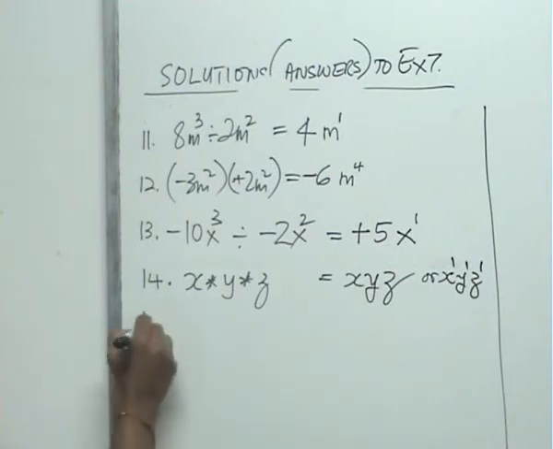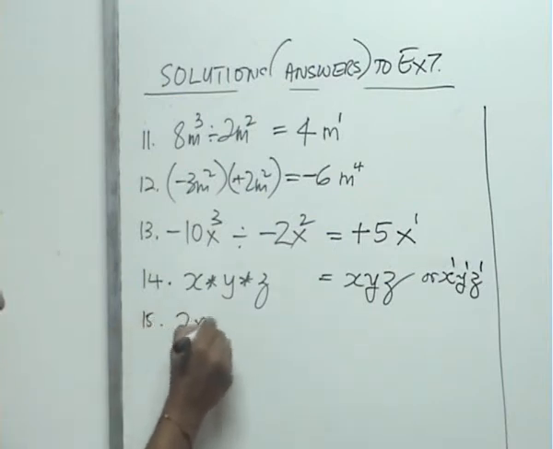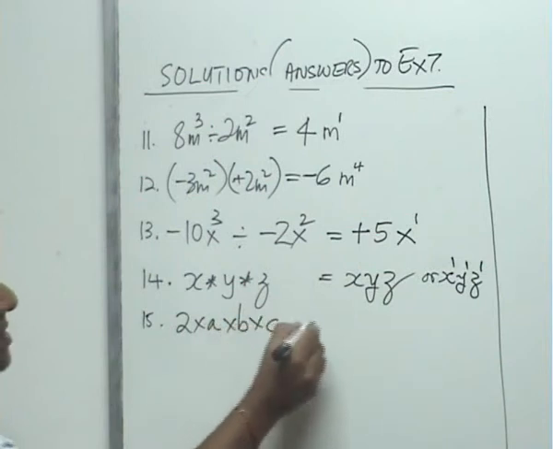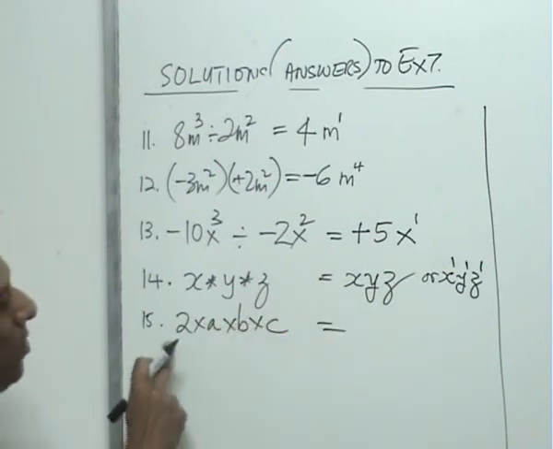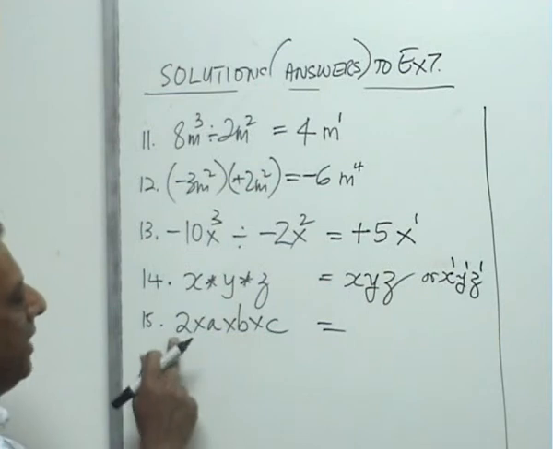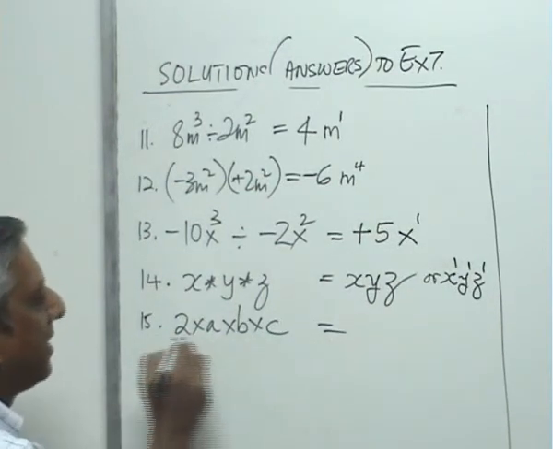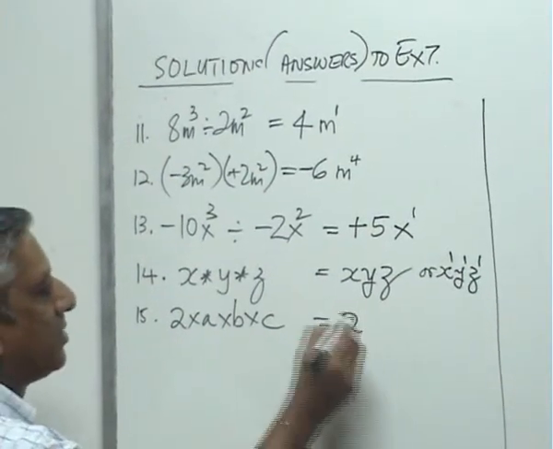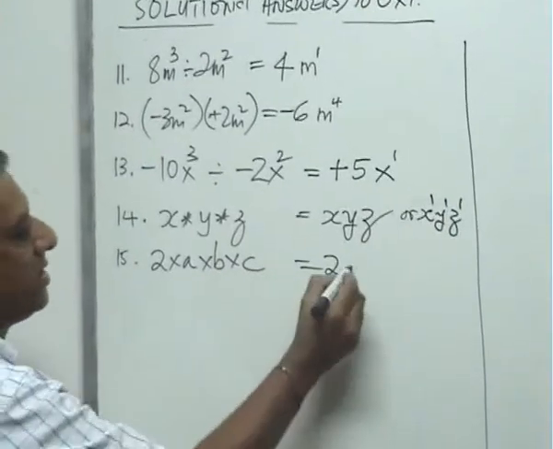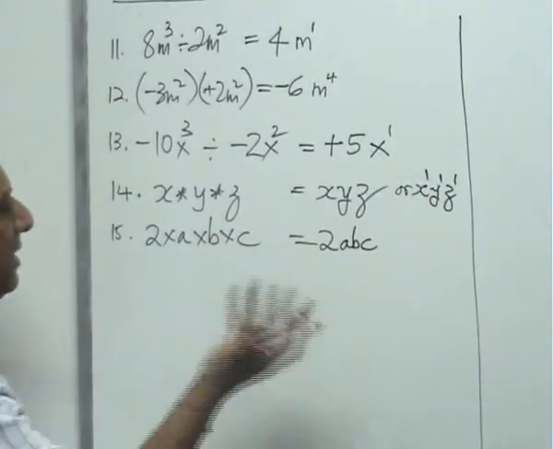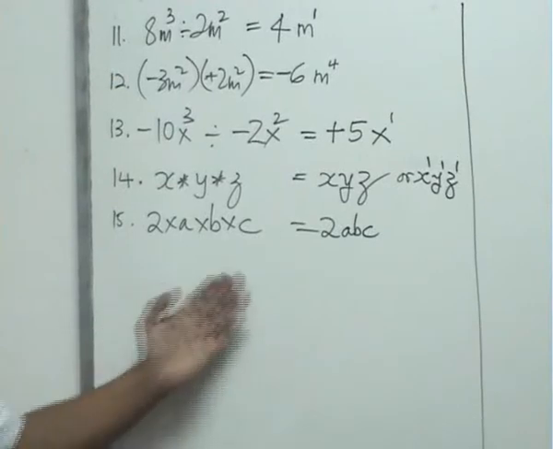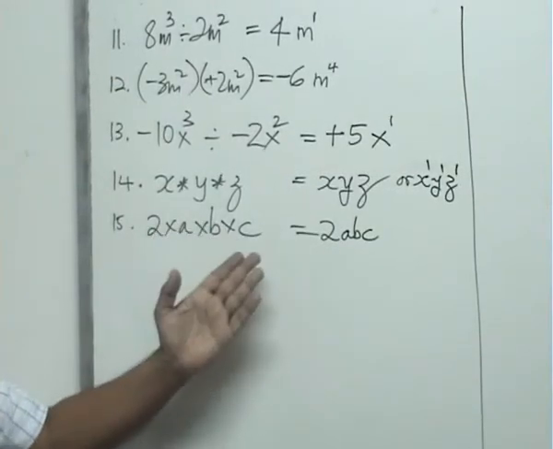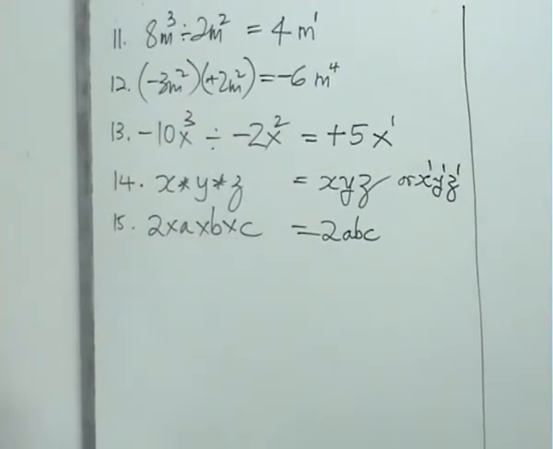Number 15. 2 times a times b times c. Well, all the bases are different, and this is 2. So there's nothing else to be multiplied. There's your 2. a, b, c will be just written next to one another, and that's the end of the story. Because we can't add those indices. The bases are all different.